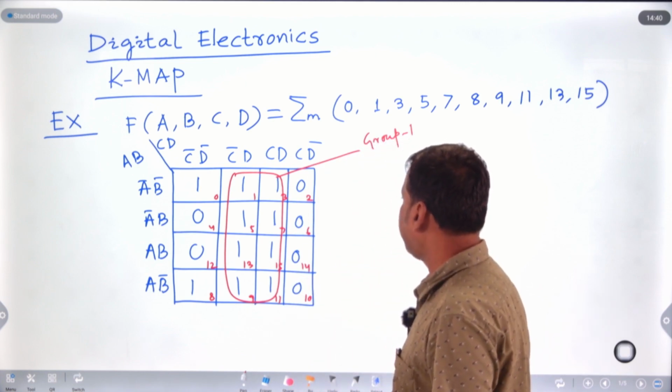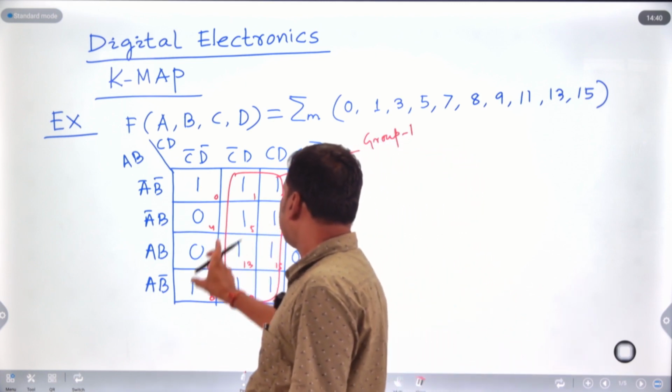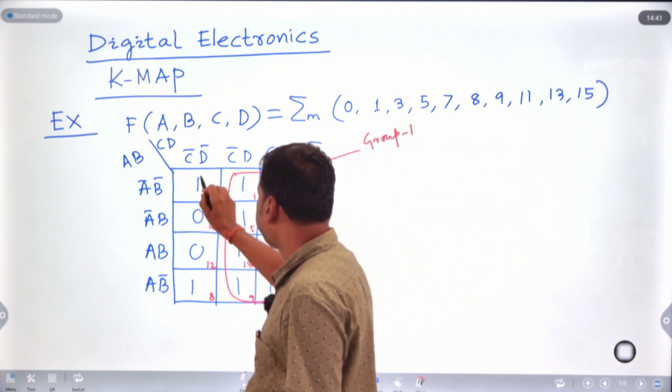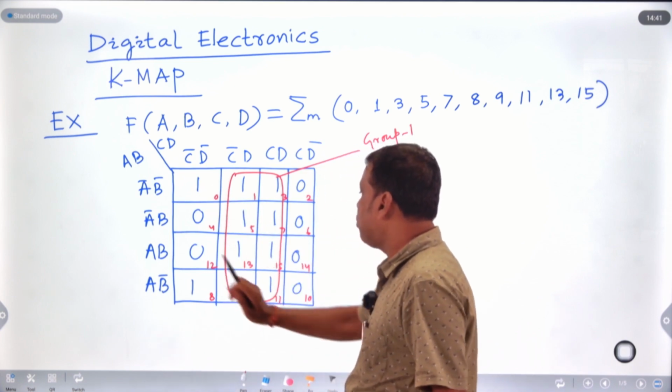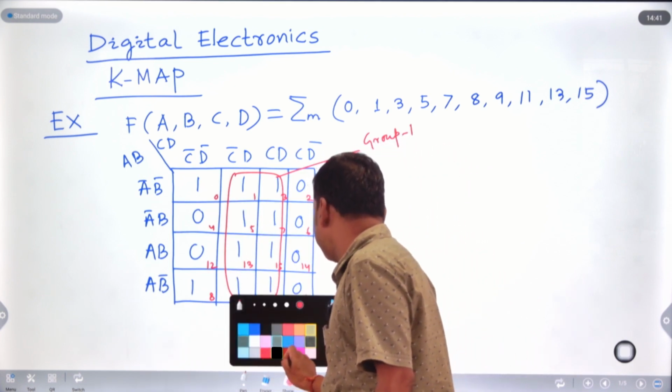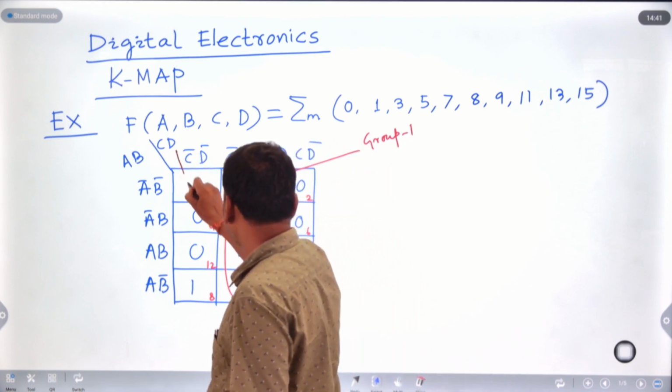And care should be taken that all 1s should be covered. There are another 2 1s left, and these 2 1s I can form a group. You can form a group, but these 2 1s, like this.